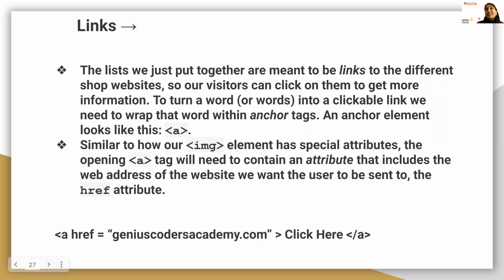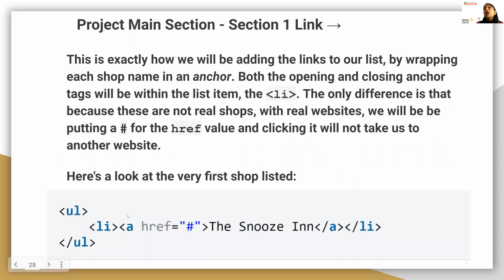So the anchor tag starts with an A, and href. This will refer to the link wherever you want to take the user. After that, you have the text that you're going to click, and then the closing anchor tag. All right, that's how the anchor tag works. And that's what we are going to do inside our list item. For the link as of now, we are just going to put a hashtag.